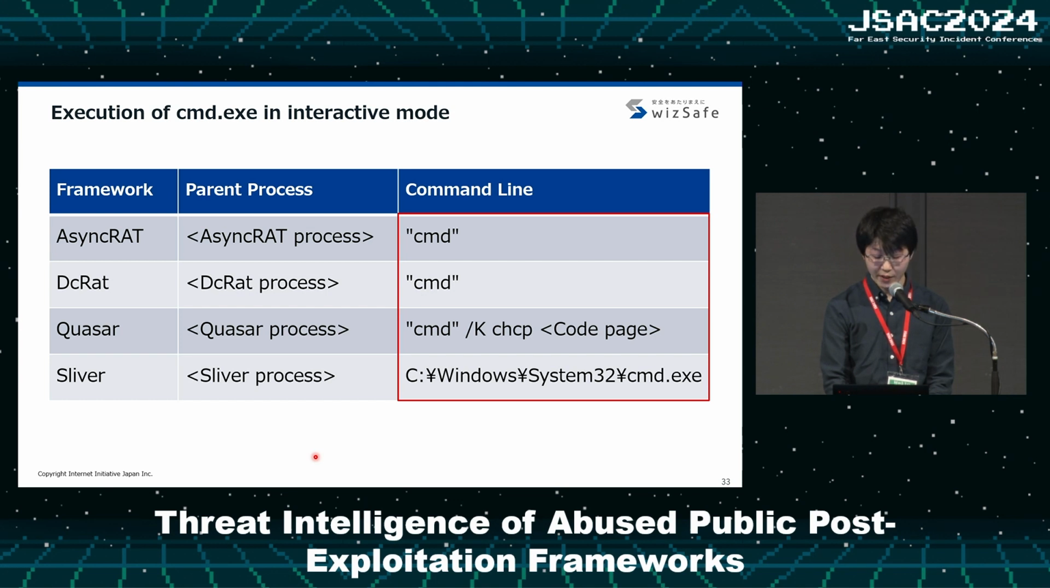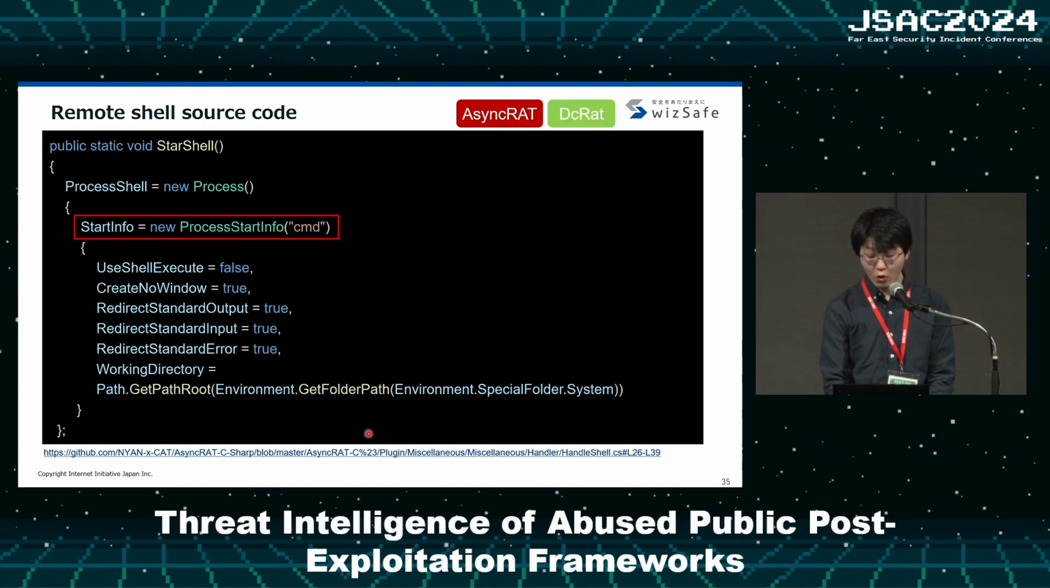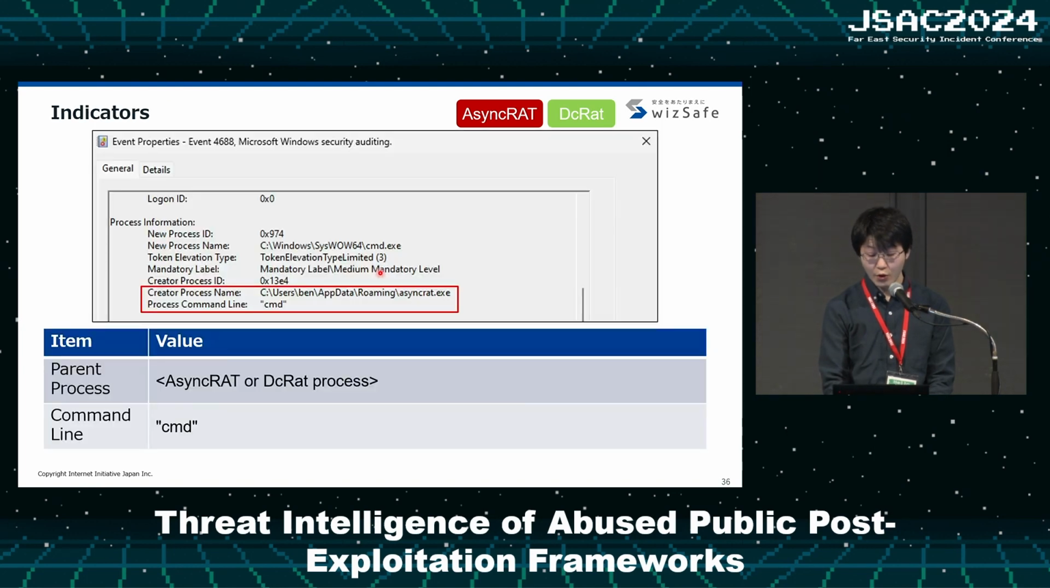There are 4 frameworks which own the remote shell. First of all, cmd.exe is implemented as a child process, and it is used in interactive mode, so it might be a remote shell. The top 3 are not written with the full path in the command line, so CMD is used and only an option is added. When it comes to the source code of AsyncRAT and DcRAT concerning these features, CMD alone is how it is coded. That's the case in Covenant. Now the source code should be the same, but if an option is added to the CMD, that is the one shown in the indicator list before.